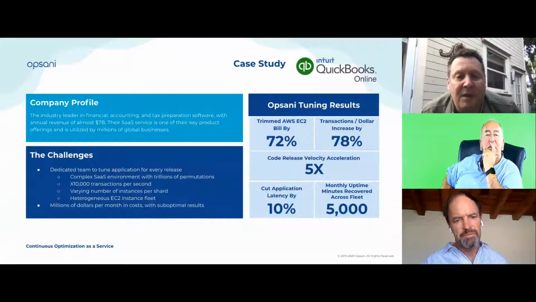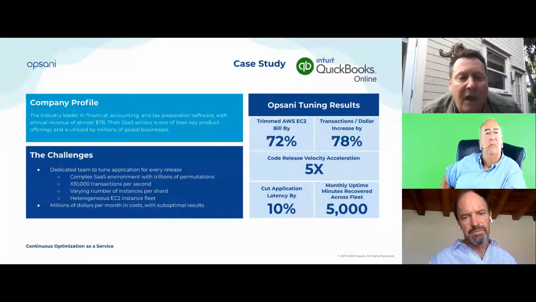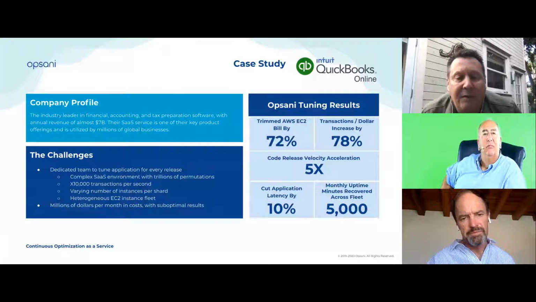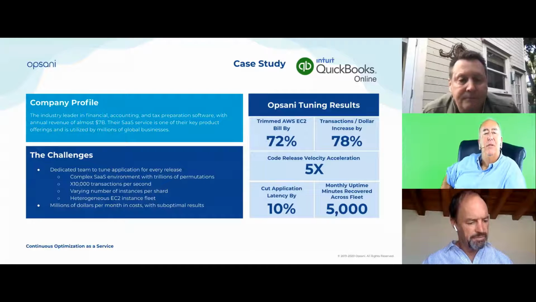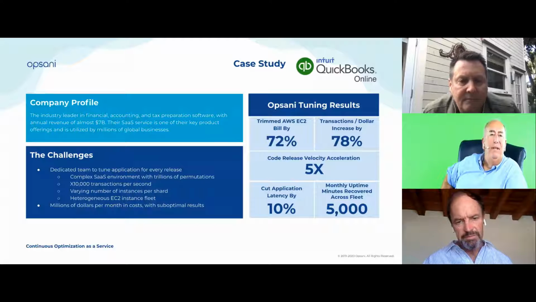And all told, it was almost an 80% improvement in performance costs. Wow. The other thing that they saw in this regard was a much more stable environment, to the point where their coders were able to code and get features out 5 times faster than they were able to before. That's phenomenal. Pat, I want to make sure we don't have a typo here. You're telling me they trimmed their AWS EC2 bill by 72%? Yes. That's phenomenal.